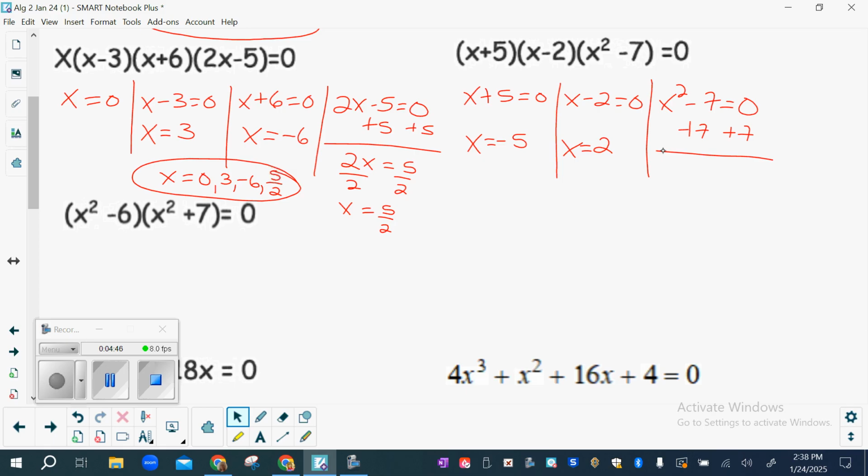So we get x squared is equal to 7. And so we want to do what now to solve for x? Square root. Good. So square root both sides. We're going to get 2 answers. One of the answers is square root 7. What's the second answer? Negative. He's right when he's saying negative, but where does the negative go? Outside. So a negative square root 7. So we get negative 5, 2, square root 7, and negative square root 7.